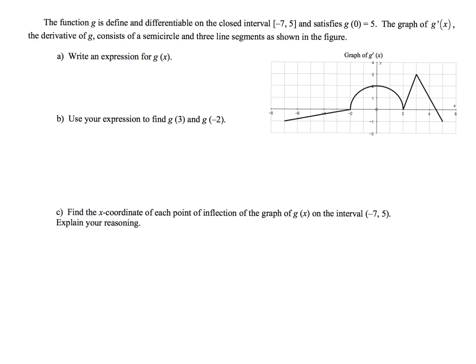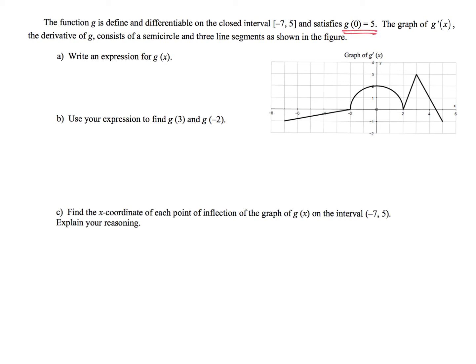The function g is defined and differentiable on the closed interval -7 to 5 and satisfies g of 0 is equal to 5. The graph of g prime of x, the derivative of g, consists of a semicircle and 3 line segments as shown in the figure.